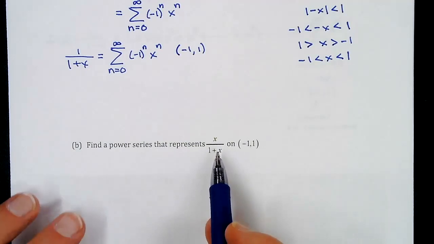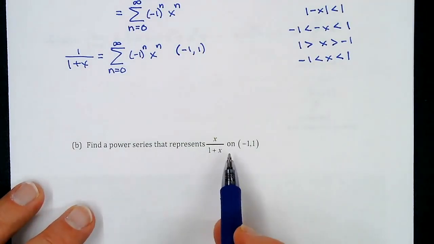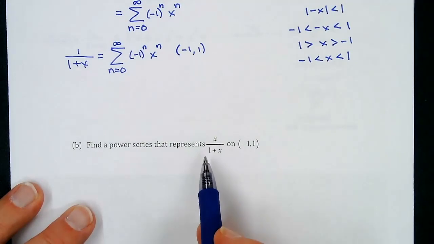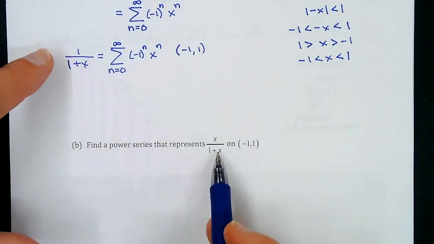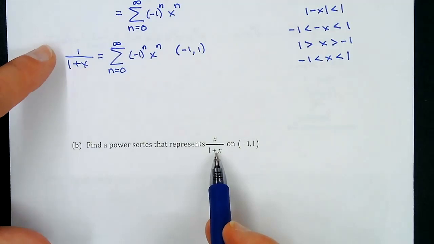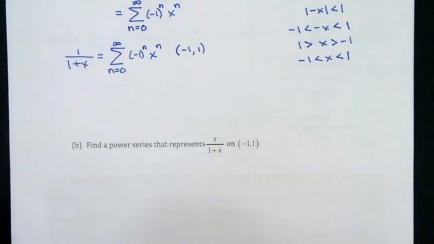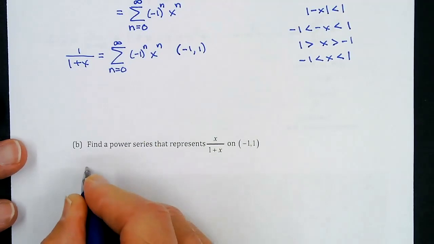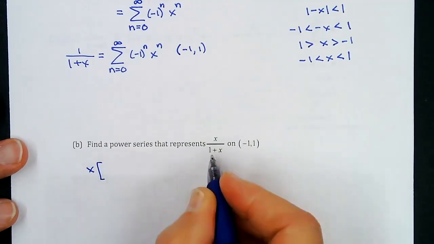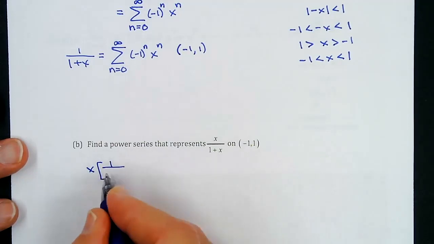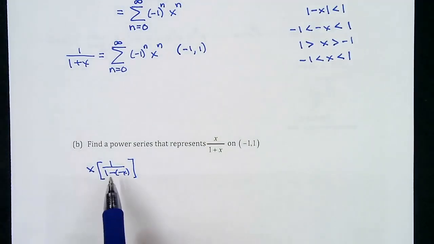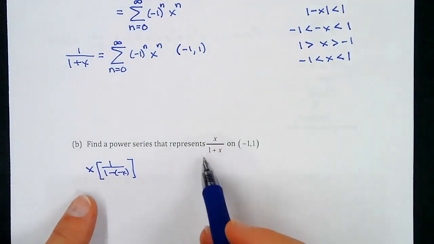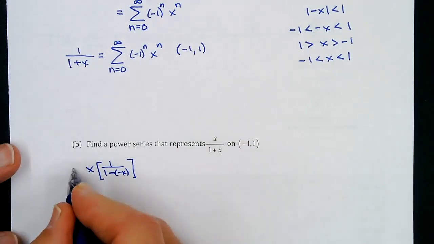So basically what we have here is x divided by 1 plus x, which is really related to this one. What we have to recognize is that this is the same one, but we're multiplying by x. That's exactly what we're going to do. So we know that x times, and this one is really 1 over 1 minus negative x, that's 1 plus x. So if we multiply by x, that's the same function. So let me put equals here.